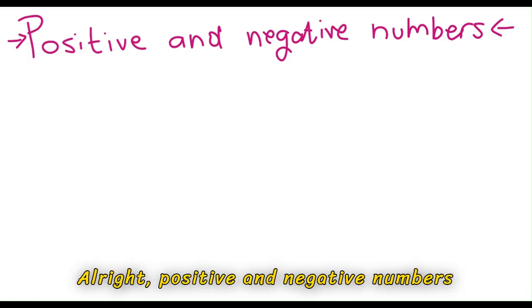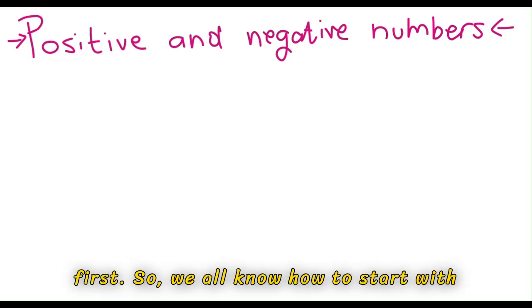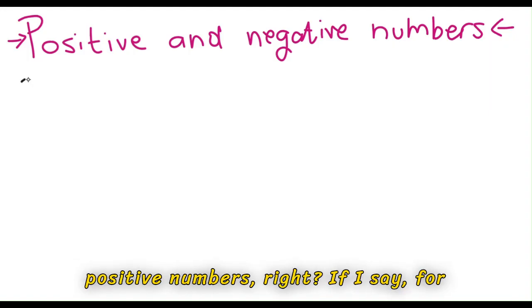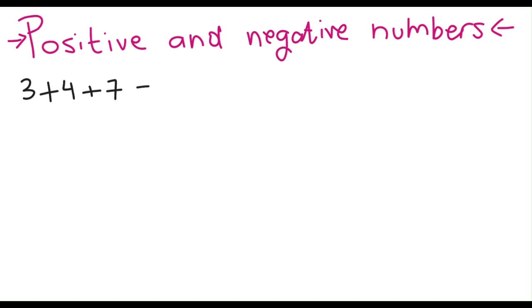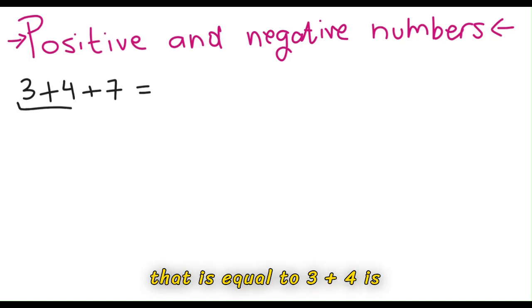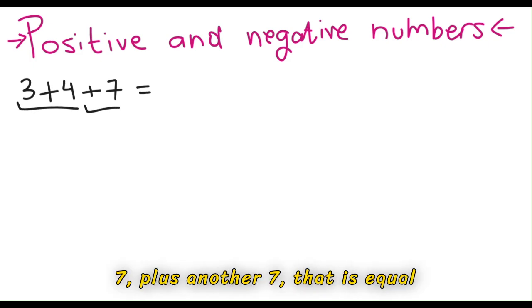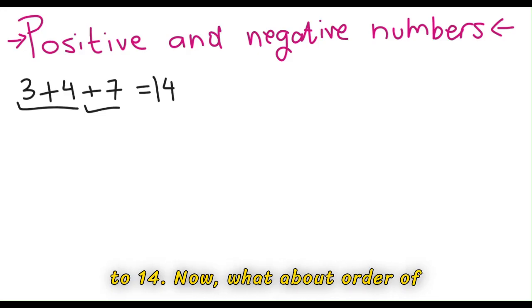Alright, positive and negative numbers first. So, we all know how to start with positive numbers, right? If I say, for example, 3 plus 4 plus 7, that is equal to 3 plus 4 is 7 plus another 7, that is equal to 14.